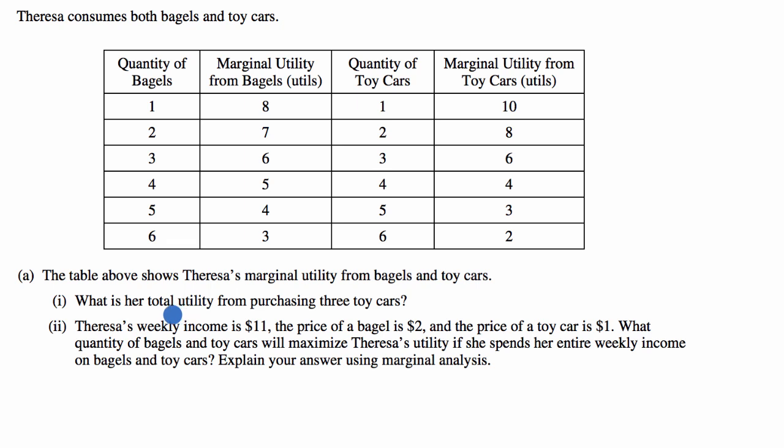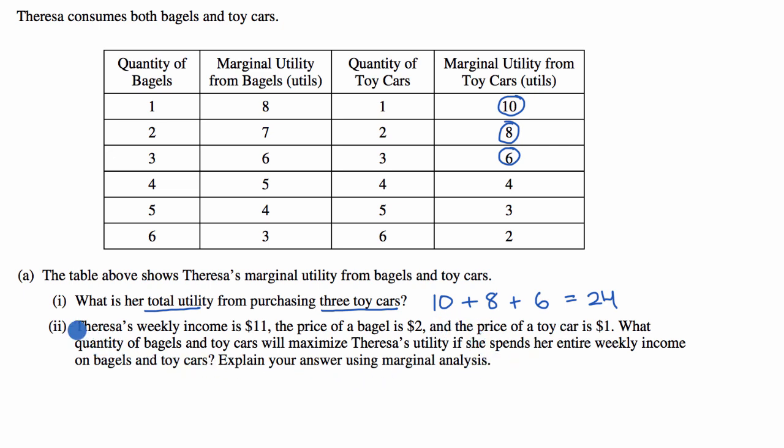So now let's answer the first question. What is her total utility from purchasing 3 toy cars? Well, that first toy car, she gets a utility of 10. Then that second toy car, she gets a utility of 8. And then that third toy car, her marginal utility for that incremental car is 6. So the total utility is going to be 10 plus 8 plus 6, which is what? 10 plus 14. This is going to be equal to 24 units of utility.